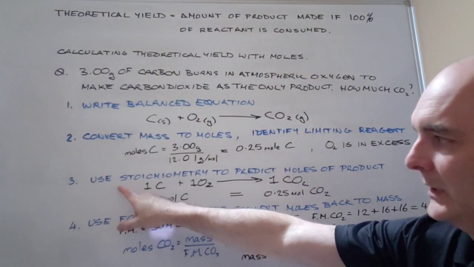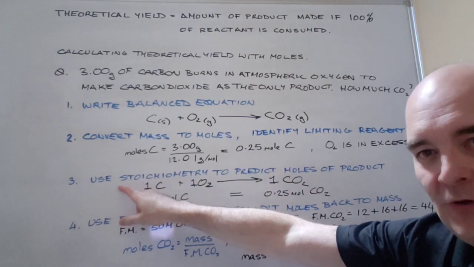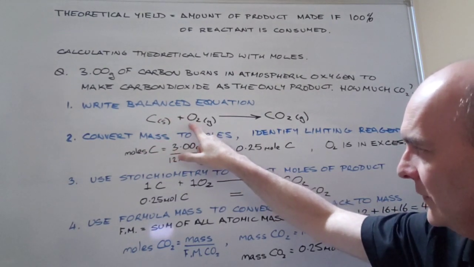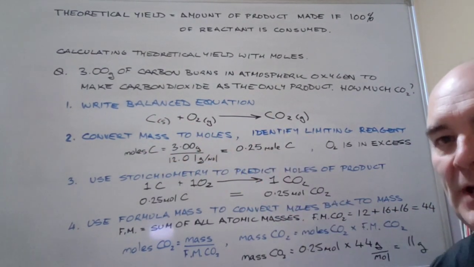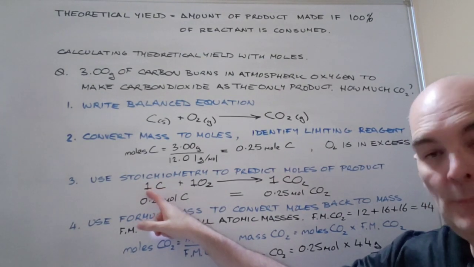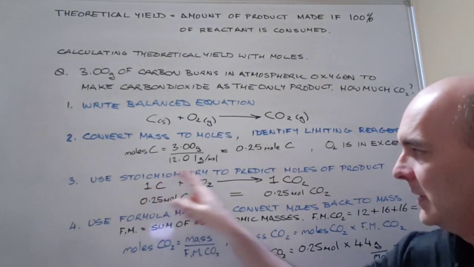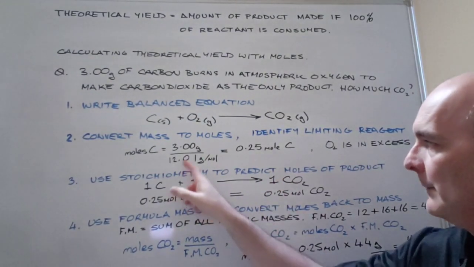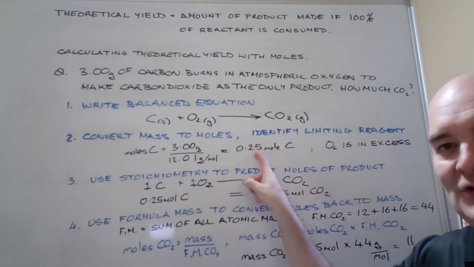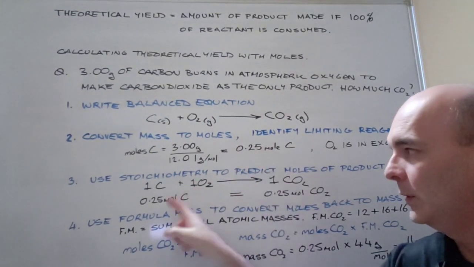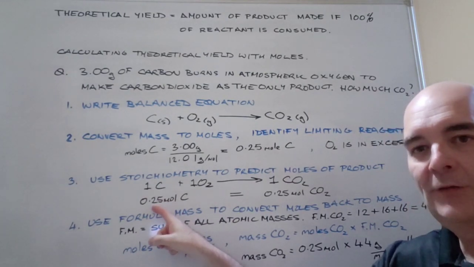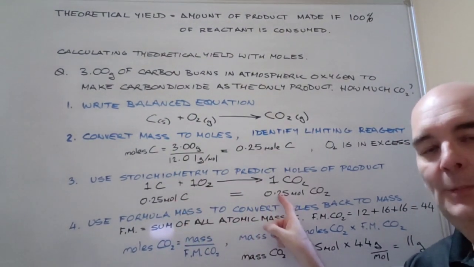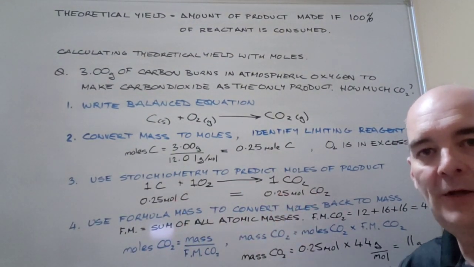Now what I'm going to do is find the stoichiometry in the question. And it says 1 carbon reacts with 1 oxygen to make 1 carbon dioxide. So for every 1 mole of carbon that I consume, I generate 1 mole of carbon dioxide. And because as a reactant I actually have 0.25 of a mole, the logic tells me that if I consume 0.25 moles of carbon, I will generate 0.25 moles of carbon dioxide.